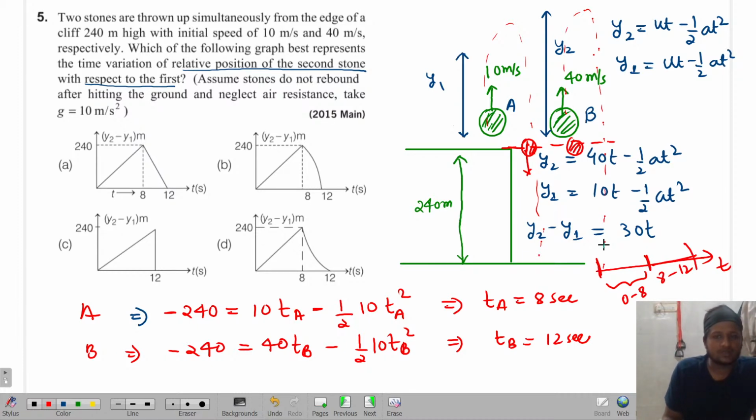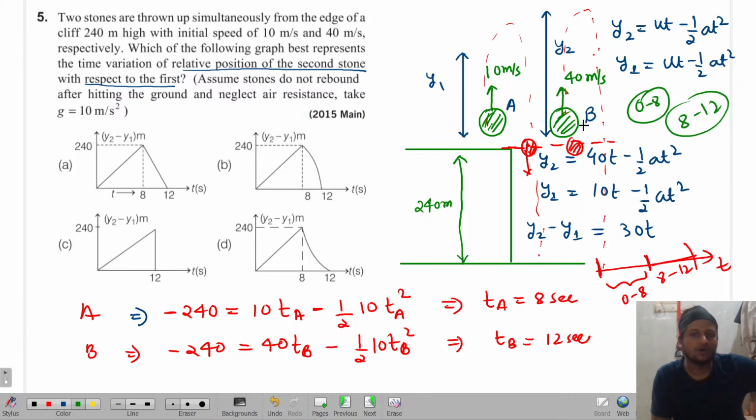Why? Because in 0 to 8, both the balls are there. So y2 minus y1 is there. But from 8 to 12, what has happened? Only y2 is there, but y1 is going to be equal to how much? 0. So look over here. For this ball, the total motion path is equal to 8 seconds. For this ball, the total motion path is equal to 12 seconds. So that means both of the balls will be present between which to which second? 0 to 8 second. Then 8 to 12, only which ball will be present? Ball B will be present. Understood or not? Are you able to get me or not?